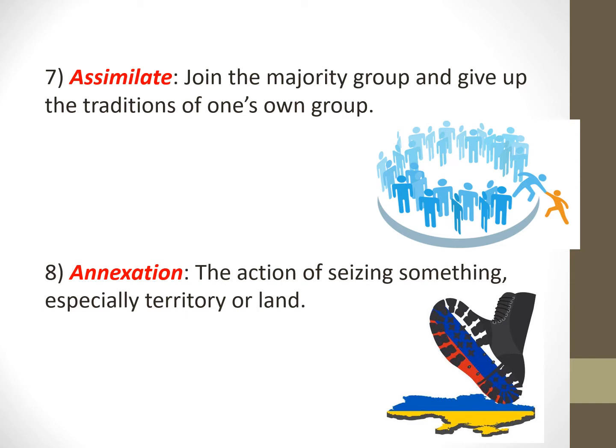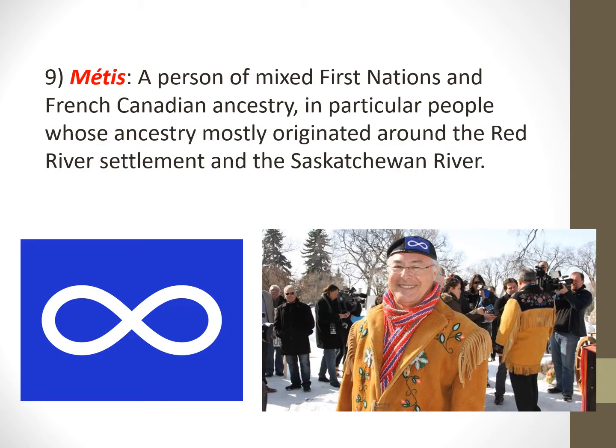Next is the Métis, so a person of mixed First Nations and French Canadian ancestry, in particular people whose ancestry mostly originated around the Red River settlement and the Saskatchewan River. Now, this is an interesting group. We're going to learn a little bit more about them. One of the interesting things is that for quite some time, Métis weren't considered their own separate group until they started seeing themselves as more distinct. They weren't entirely First Nations, and they weren't entirely colonist European.